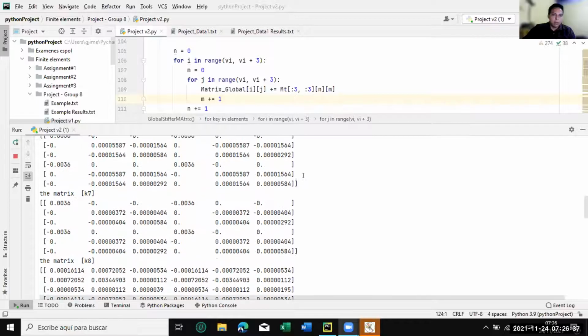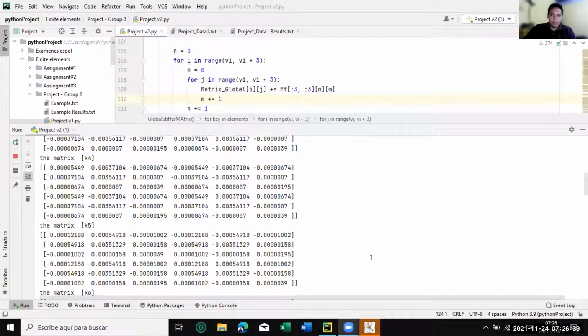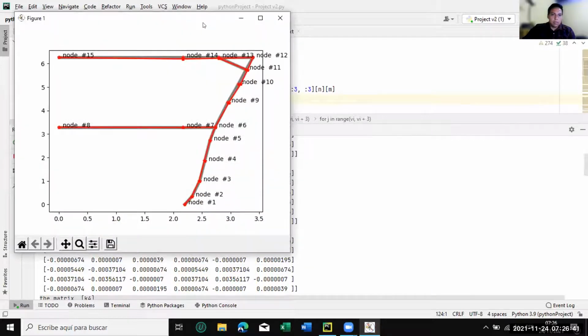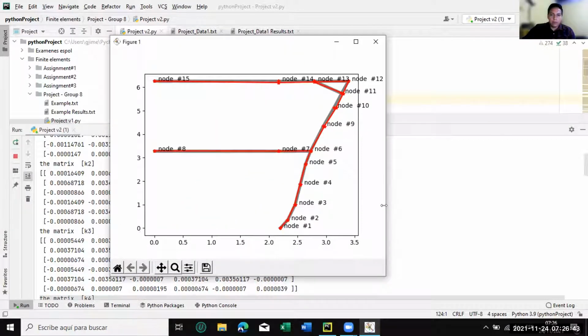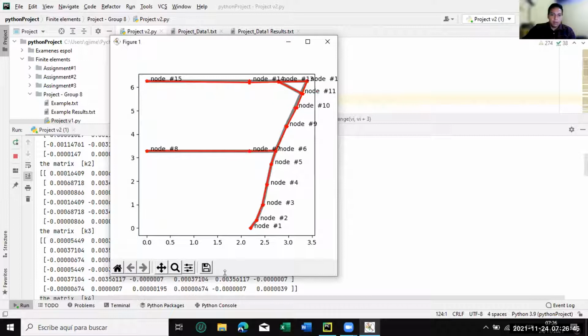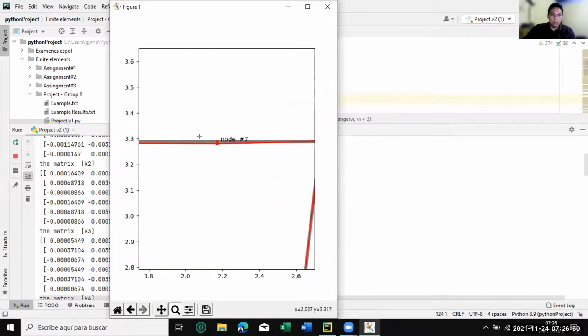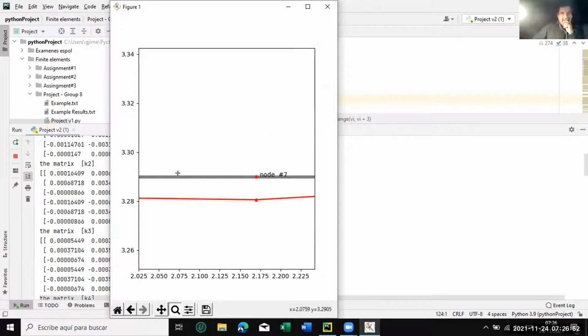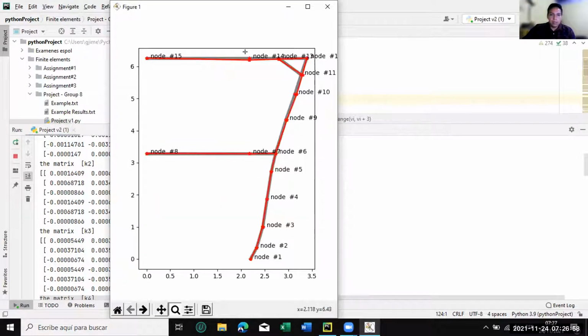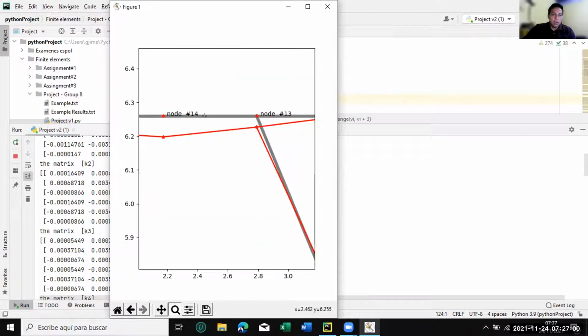Okay. Well, here we have the result for the program. We get the frame. Here we can see the joint displacement, the move, when we have one degree of deformation. For each joint, we can appreciate these results.